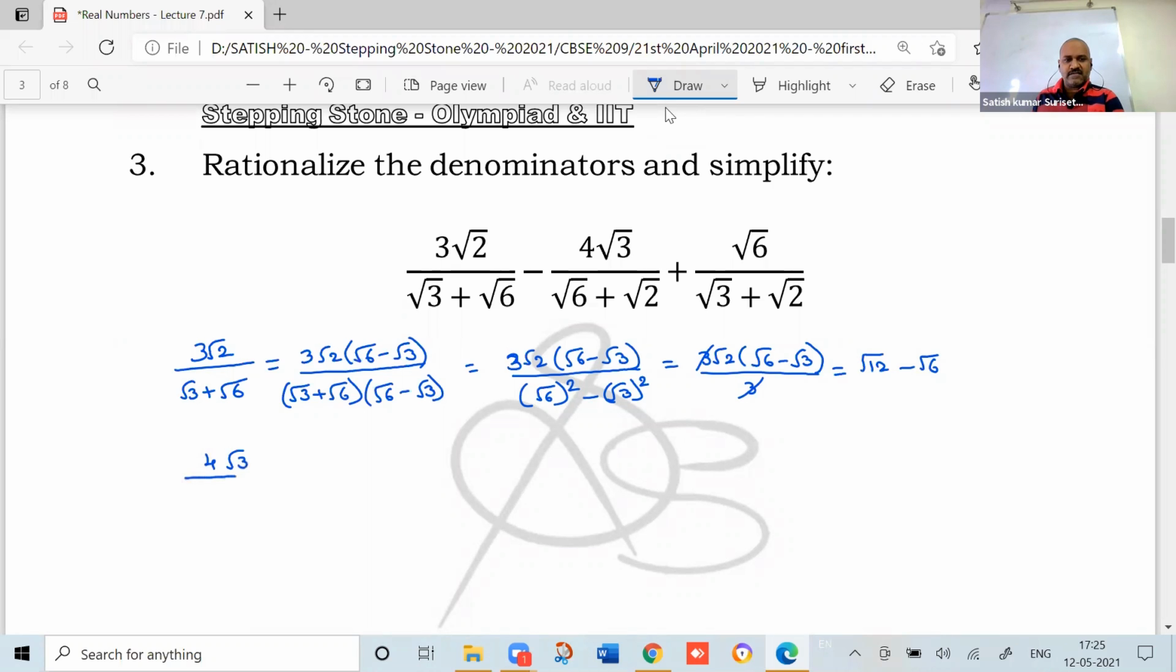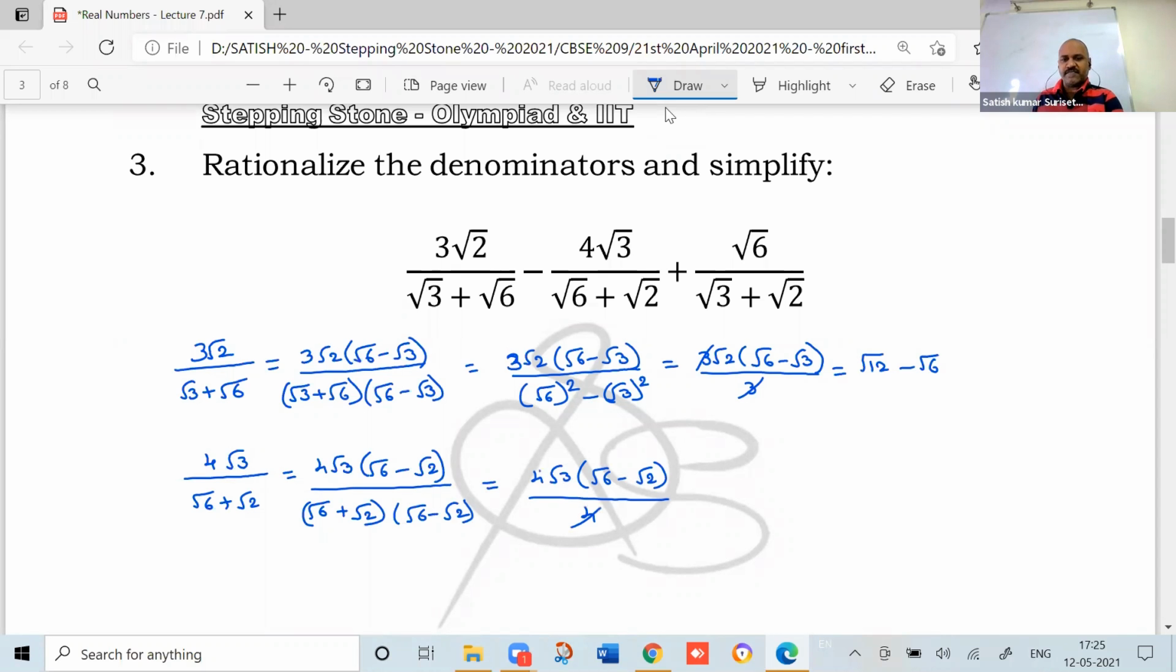4 root 3 upon root 6 plus root 2. So 4 root 3, multiply with its rationalizing factor, root 6 minus root 2 upon root 6 minus root 2. So 4 root 3 into root 6 minus root 2 upon, again a square minus b square, 6 minus 2, 4. So 4 gets cancelled. So root 3 into root 6, root of 18 minus root 6.